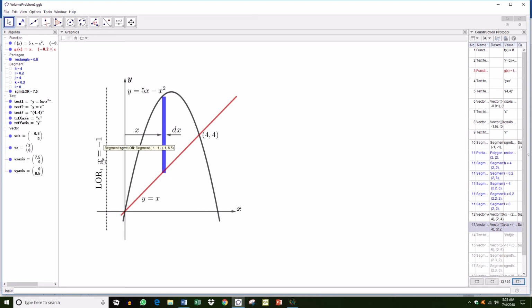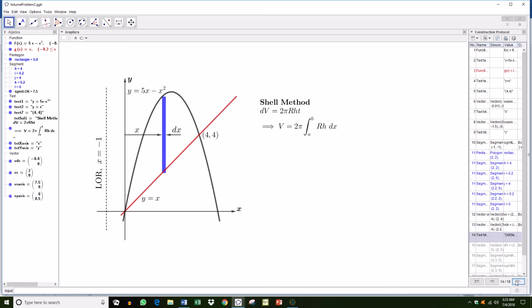And immediately identify the method. Be sure to clearly write "shell method", because that way both you and I would know which method you are applying. The differential volume dV is 2πrht, like we saw just a bit ago, right? And if you want the total volume, you integrate 2πrht from a to b.